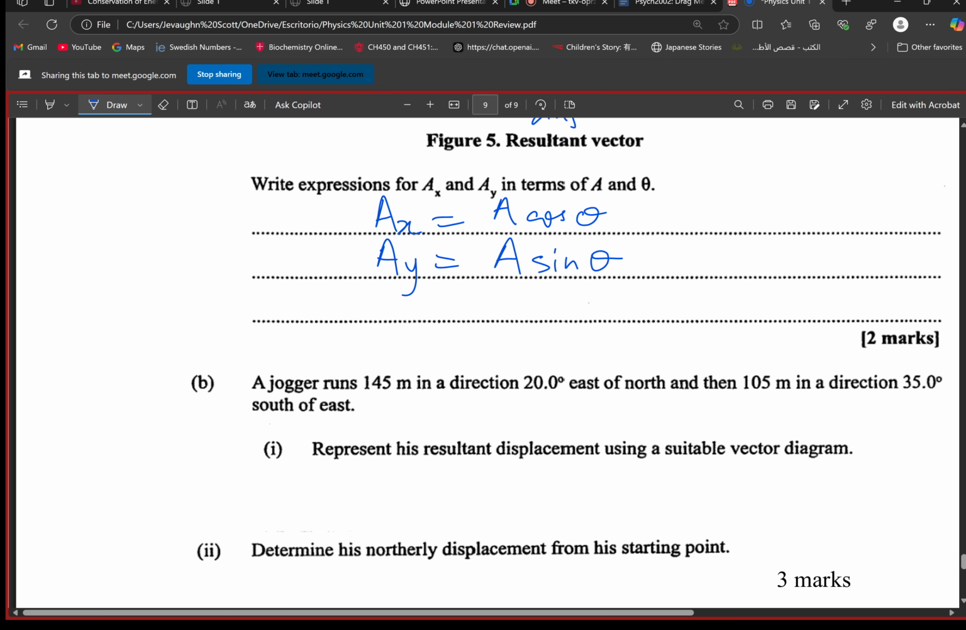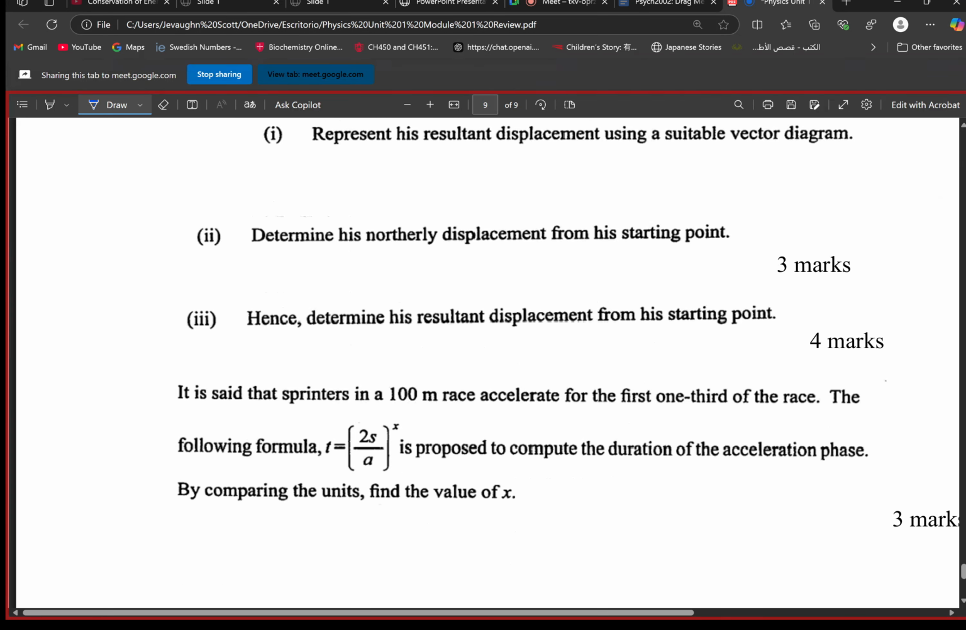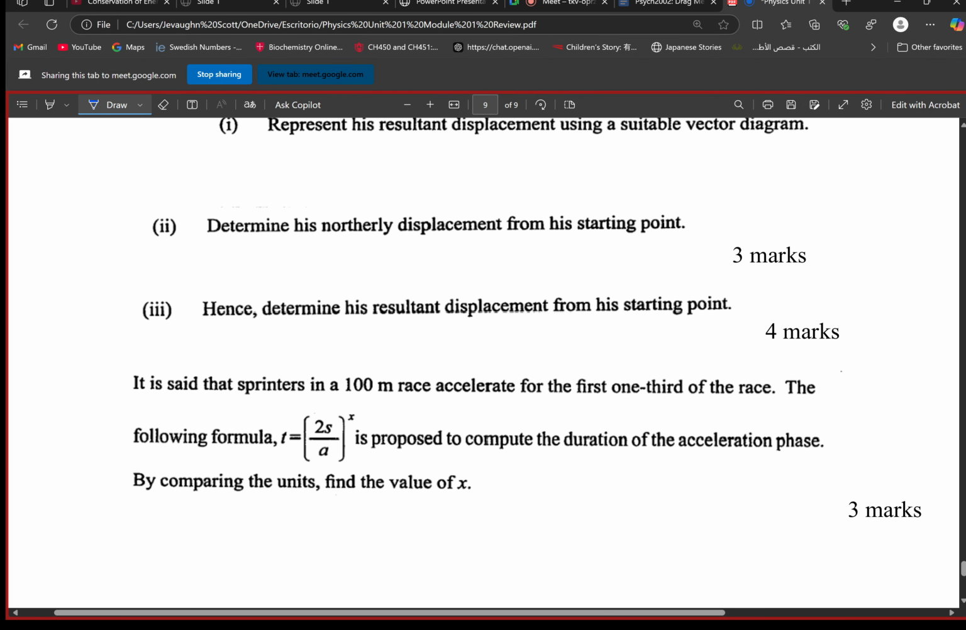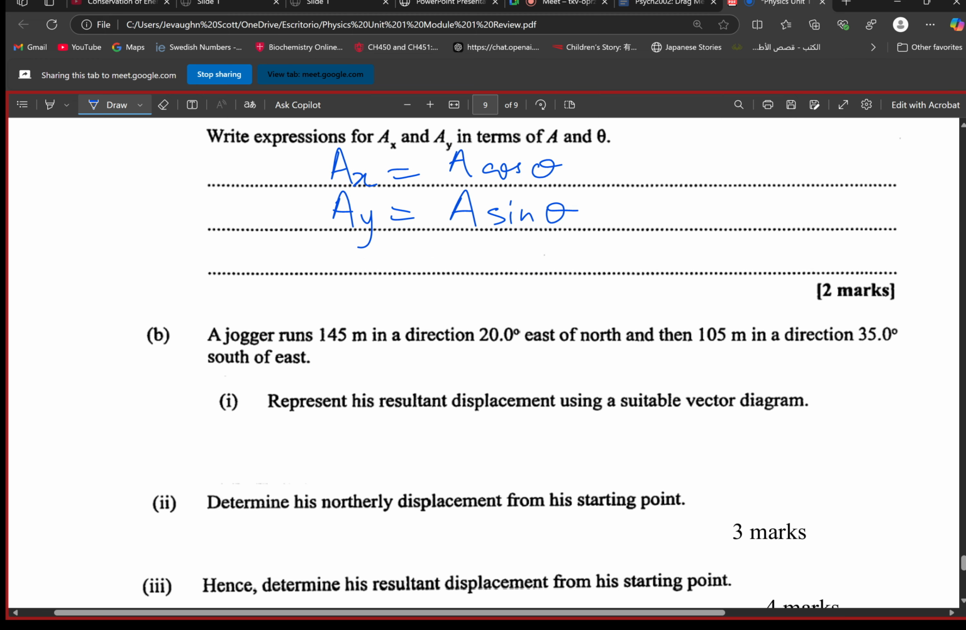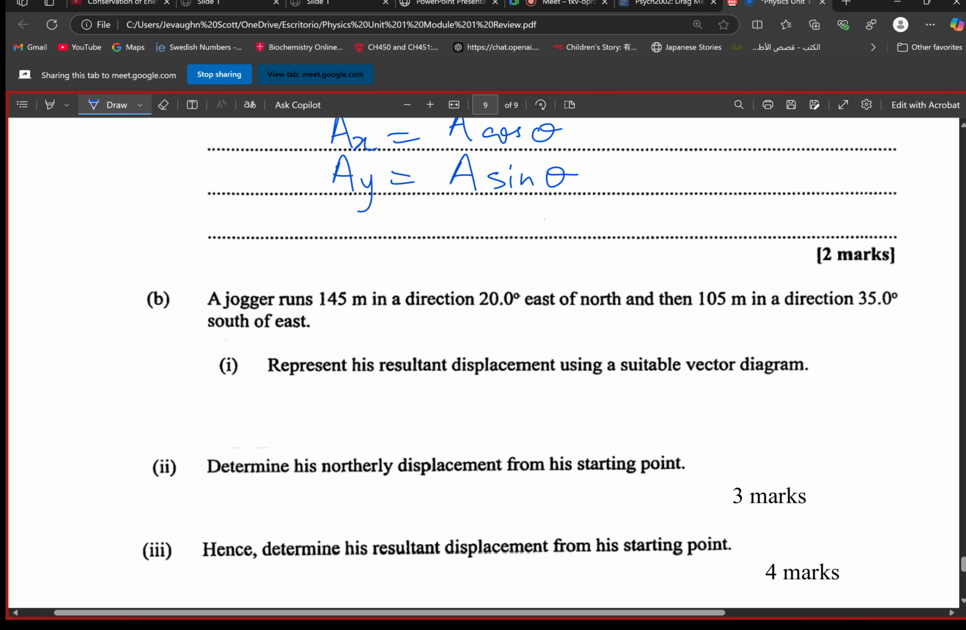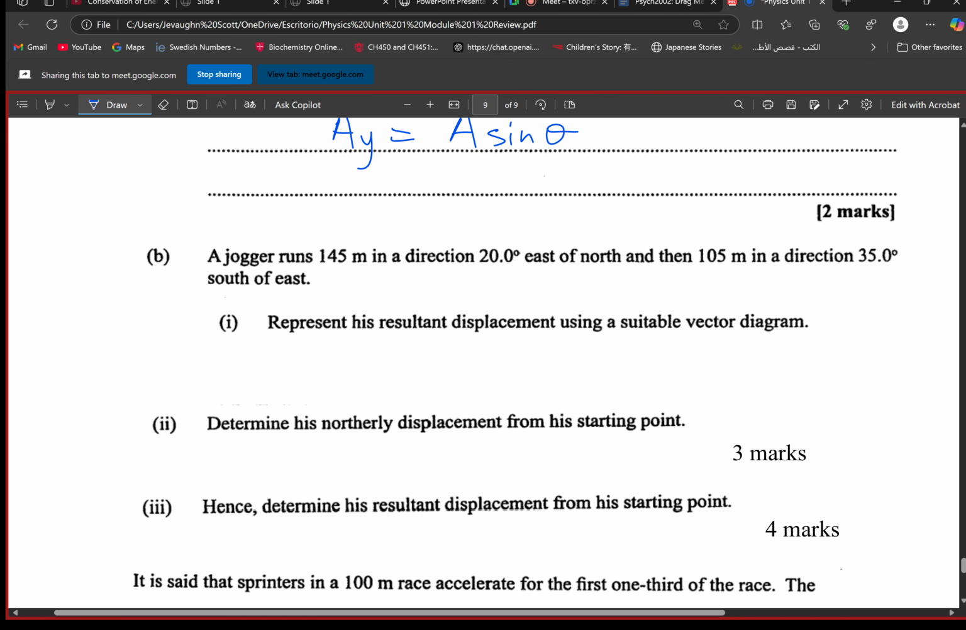The next part of the question: a jogger runs 145 meters. Let me fix it on the screen. So a jogger runs 145 meters in a direction 20 degrees east of north, and then 105 meters in a direction 35 degrees south of east. We must represent his resultant displacement using a suitable vector diagram. You guys are able to do that? Alright?